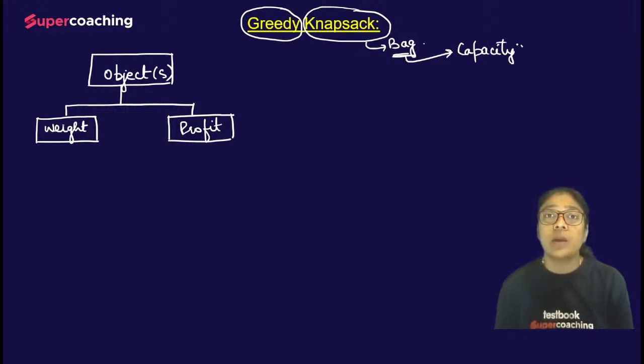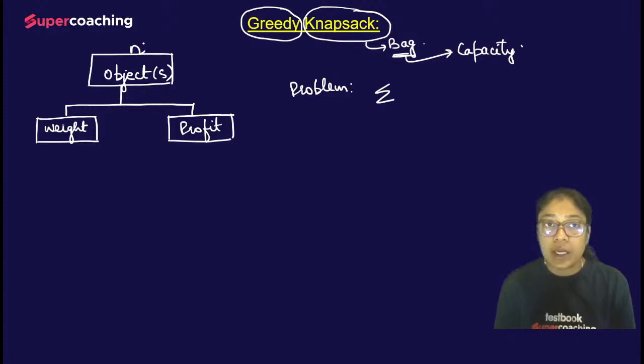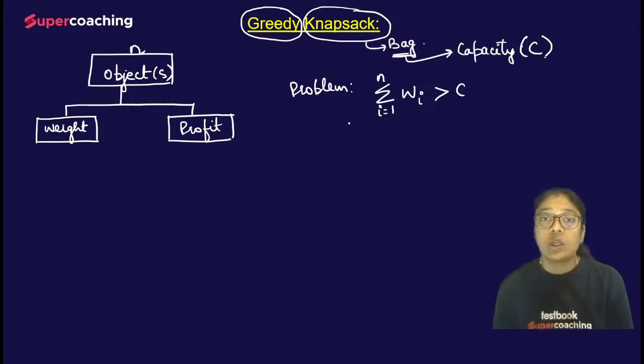This is the problem. The problem arises when we have n objects and the sum of the weights of all the objects, from object 1 to n, is greater than the capacity of the knapsack. Let me write this as C. Okay, so here the problem arises.